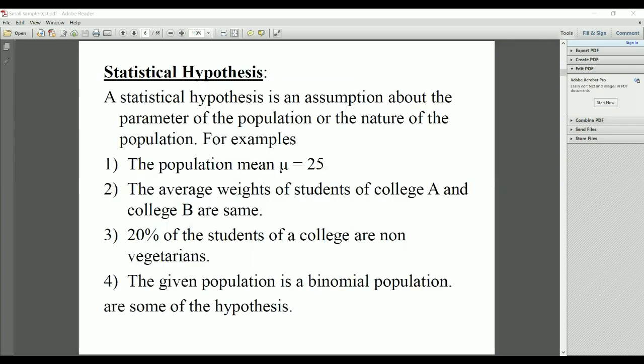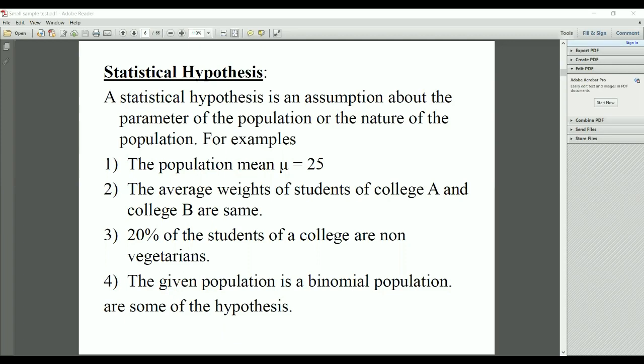So, statistical hypothesis. A statistical hypothesis is an assumption about the parameter of the population or the nature of the population. For example, we assume that the population mean is equal to 25. Or, if the average weight of the students of college A and college B are the same, then we are assuming H naught: whichever two different colleges A and B, the average weight of the students is the same.